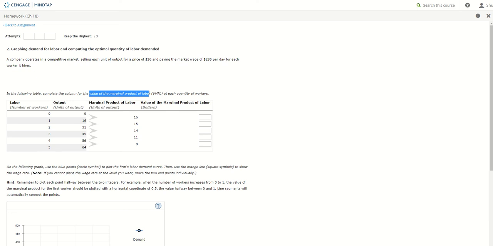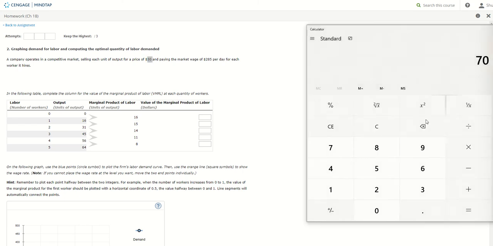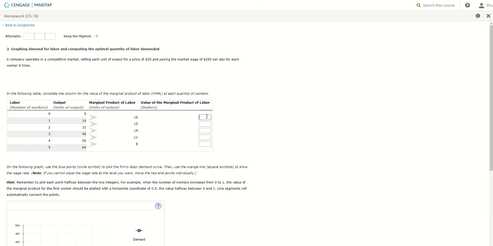Now remember the formula for the VMPL: we take the price of each item the person can produce times how many extra items the person can produce. So basically it's the price of the good times the MPL, that will give you the VMPL. Okay, so the marginal product of labor, the MPL, for the first person is 16, and the price for the item is 30. So 16 times 30, let me see how much that is. So that will be 480 for the first one.